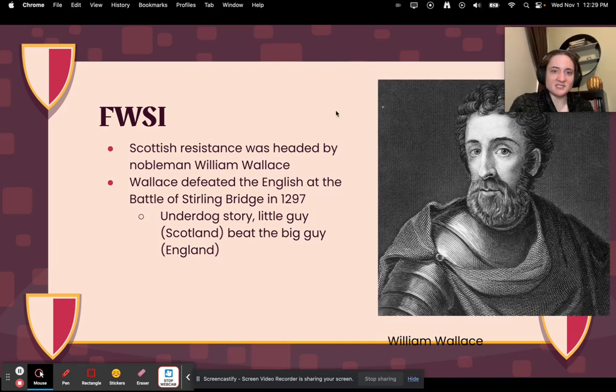The Scottish resistance was headed by this dude. His name was William Wallace. He was a nobleman. Wallace defeated the English at the Battle of Stirling Bridge in 1297. It's in the movie. It's kind of an underdog story. This is the reason why he's so famous. It's because the little guy, which is Scotland, beat the big guy, England, during this Battle of Stirling Bridge.